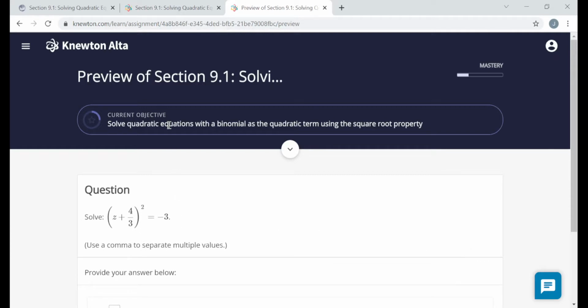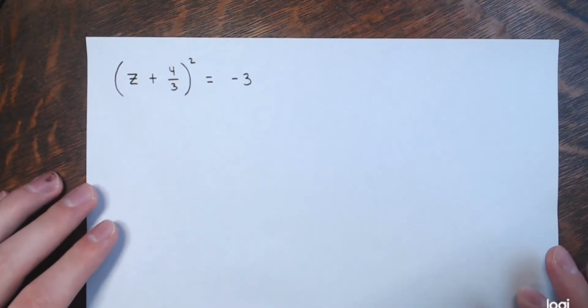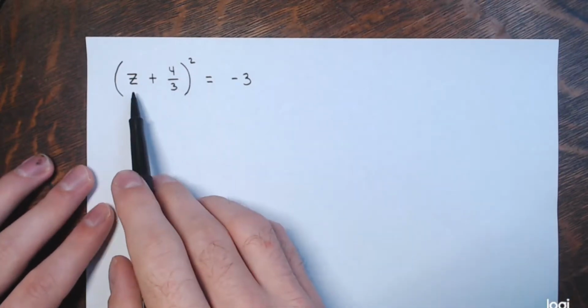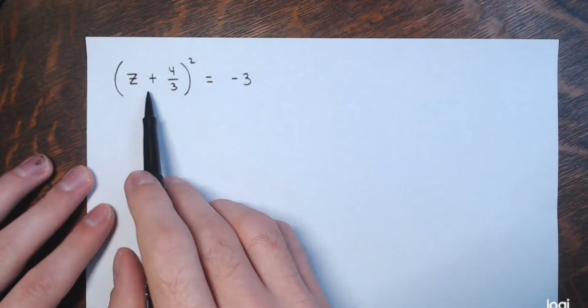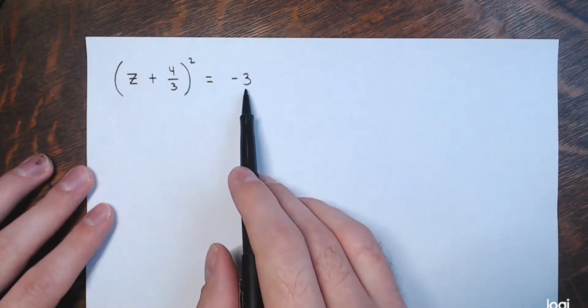Same thing here, same objective. So I'll write this out and we'll write out our solution steps. Okay. So it's already set up the way I wish, right? I have the quantity with the variable squared on one side, and then just a constant, right? Just a number, no variables, on the other side.